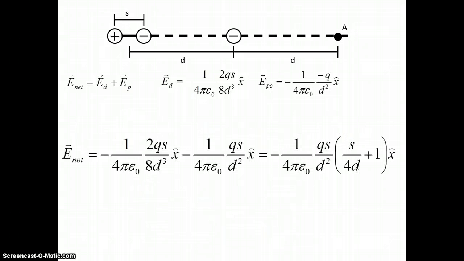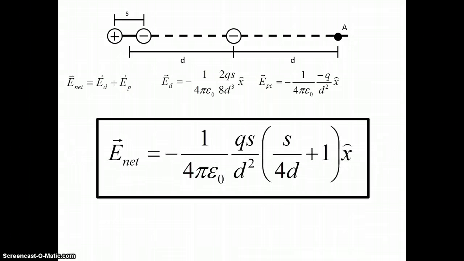Plugging both of these values, the electric field of the dipole and the electric field of the point charge, into our original electric field net equation, we find that our net electric field is negative 1 over 4 pi epsilon naught times 2qs over d squared times s over 4d plus 1 in the x hat direction, making our final answer negative 1 over 4 pi epsilon naught times qs over d squared times quantity s over 4d plus 1 in the x hat direction.